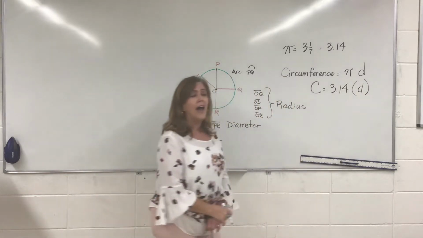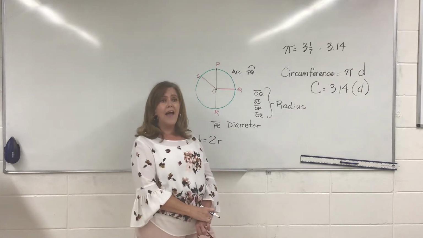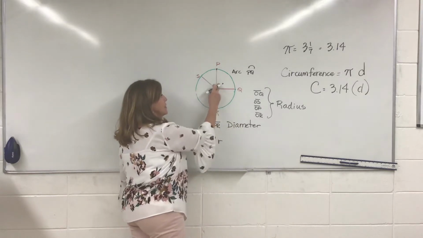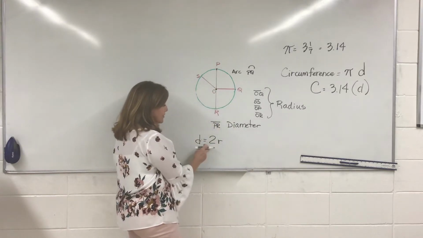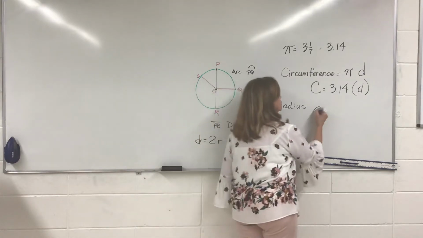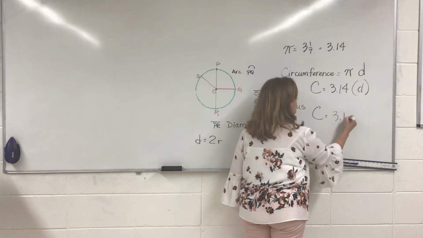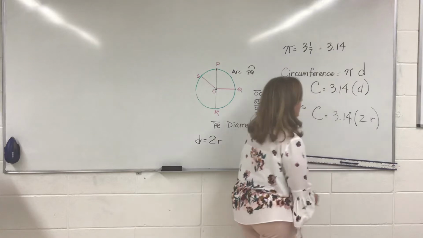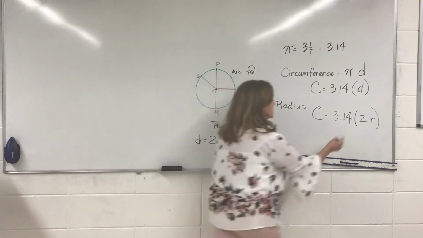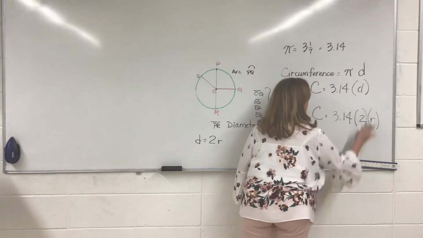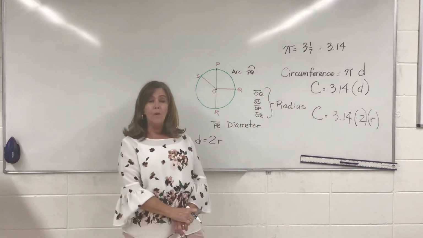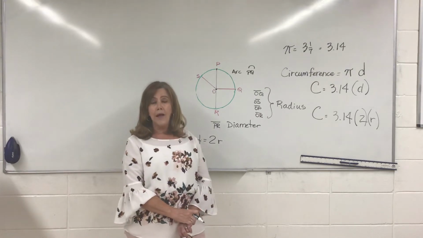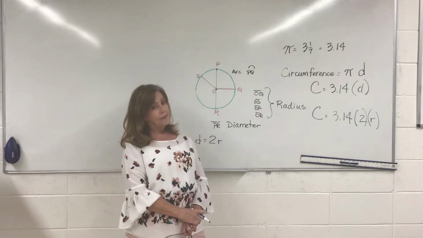Okay, now what happens if I don't have diameter? What if I have just radius? Well, if two radiuses equal diameter, so the circumference using radius is 3.14 times 2 times r, okay? 2 times r, and if you want to put some parentheses in between that, you can. 3.14 times 2 times r. So if you don't know the diameter and you do know the radius, then it's easy to work.